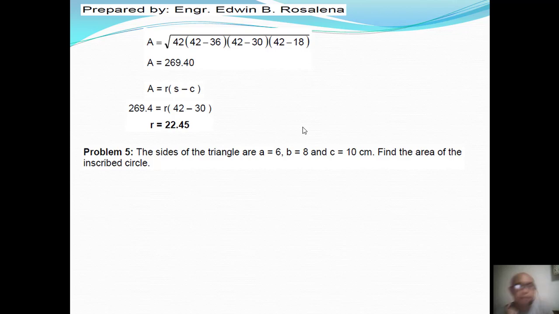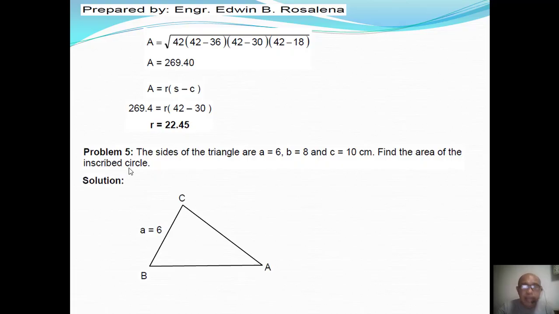Okay, problem number 5. So, the sides of a triangle are A, 6, B, 8, and then C, 10. Find the area of the inscribed circle. Okay, so inscribed circle, the circle drawn inside and tangent to all the sides. So, I have here the triangle. So, side A, side B, side C. Then we have the inscribed circle.